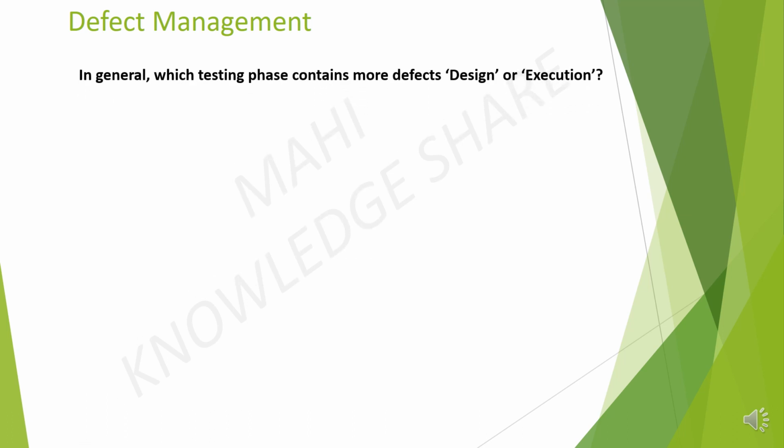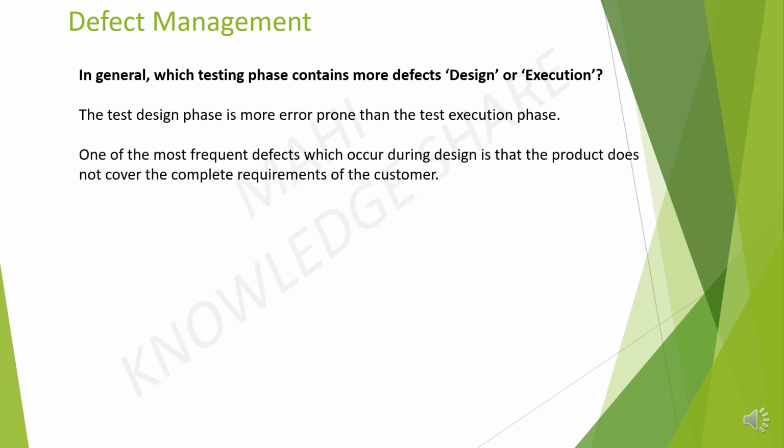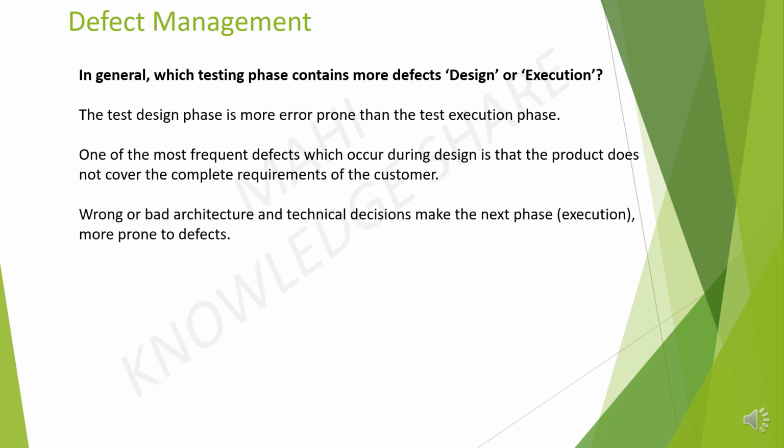In general, which testing phase contains more defects, test design phase or test execution phase? The test design phase is more error prone than the test execution phase. One of the most frequent defects which occur during test design is that the product doesn't cover the complete requirements of the customer. And the second one is that wrong or bad architecture and technical decisions make the next phase, that is the execution phase, more prone to defects.